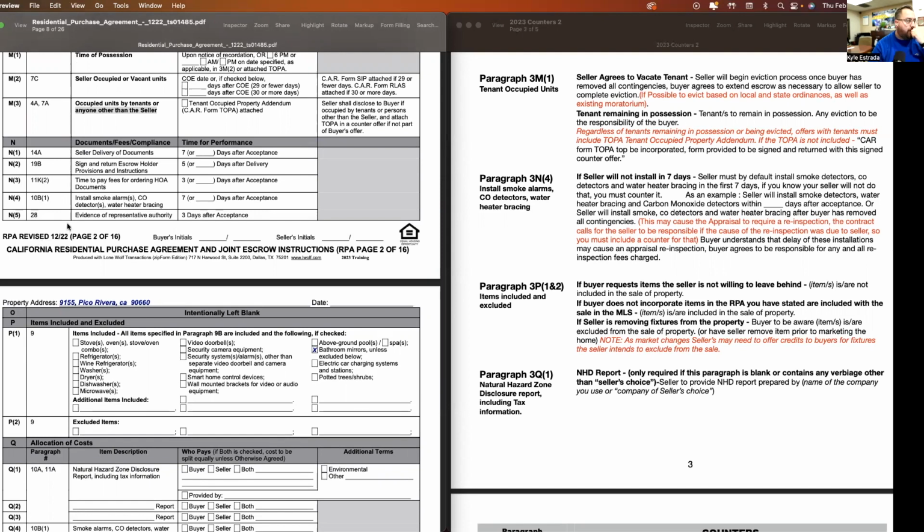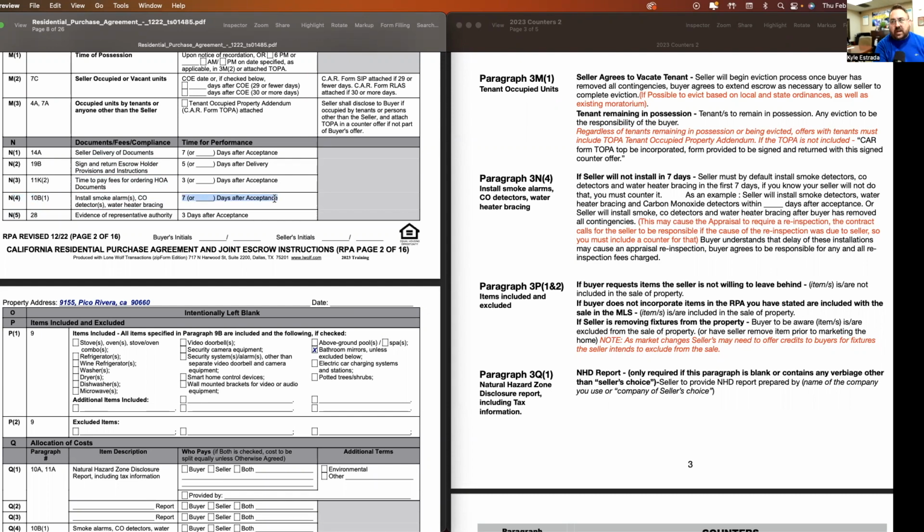The one thing that maybe you want to approach is N4 here, which is to install smoke alarms, carbon monoxide detectors, and water heater bracing. By default, the seller has to get that stuff done in the first 7 days. I know the reason why they want to do that.